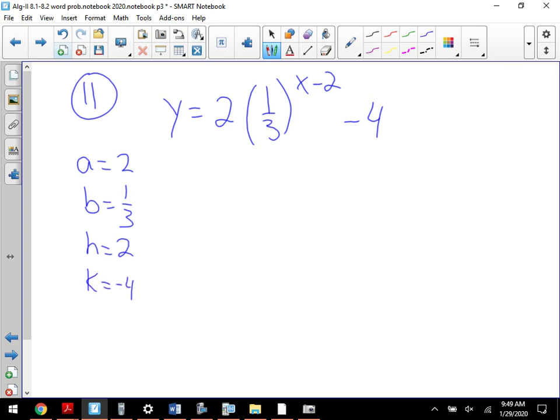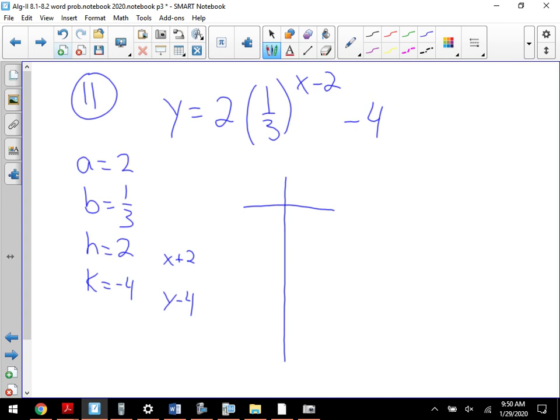Since I know that it's going to be a decay problem because my B value is between 0 and 1. Okay. My A value is positive, so that means that my decay is going to go from the top down. All right. The H tells me that it's going to move to the right 2, and the K value tells me it's going to move down 4. So I make a little note of that, so when I have my ordered pairs, I know what to shift, as I start moving it.